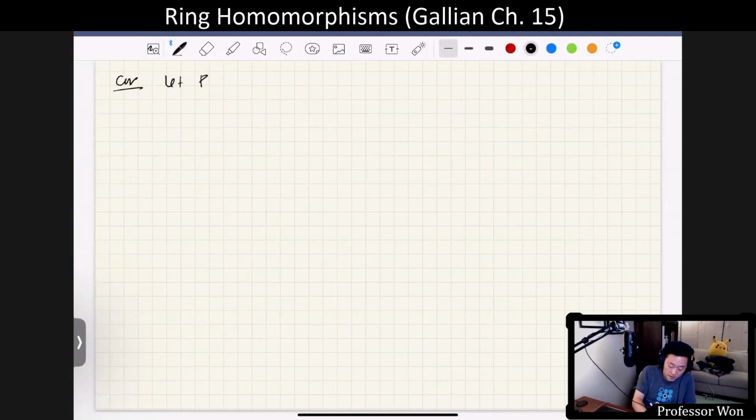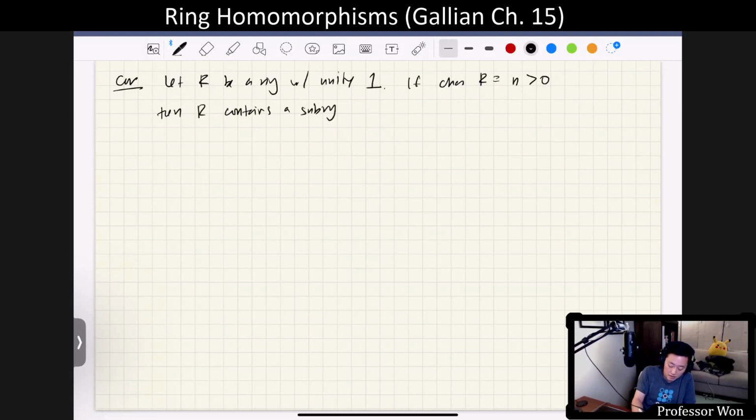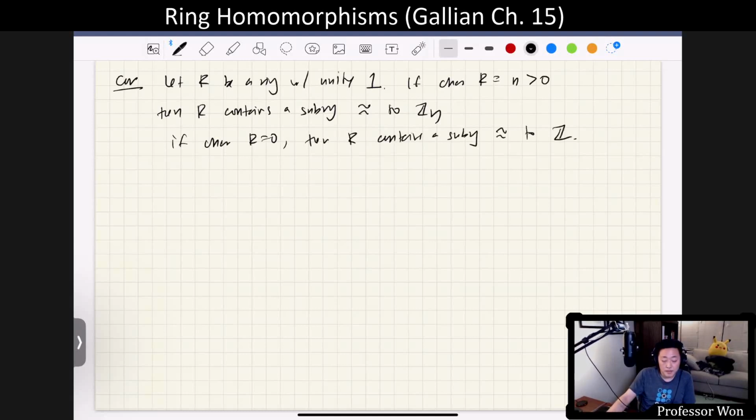Let R be a ring with unity 1. If the characteristic of R is positive, then R contains a subring isomorphic to Zn. If the characteristic of R is 0, then R contains a subring isomorphic to Z.